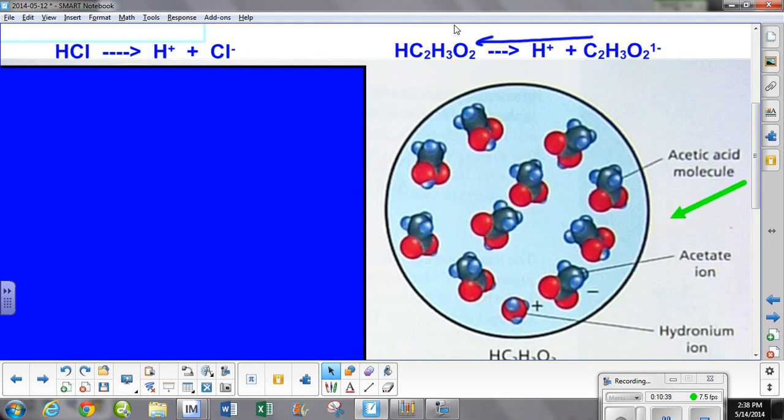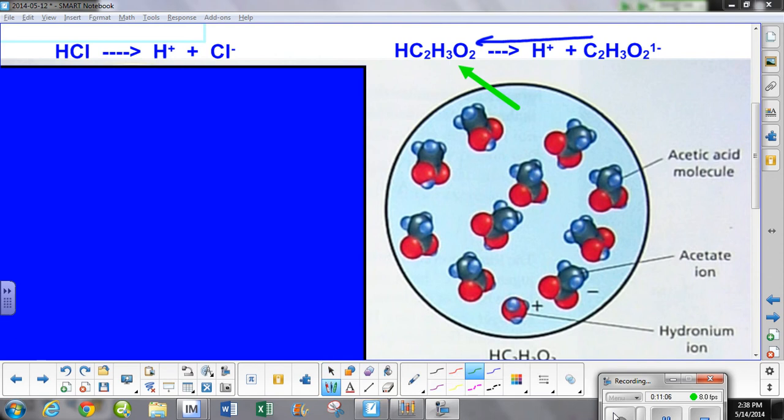So how many total acetic acid molecules do we have? We have 9 acetic acid molecules, and we have one of these and one of these. So what happened here? We started out up here, we had 10.